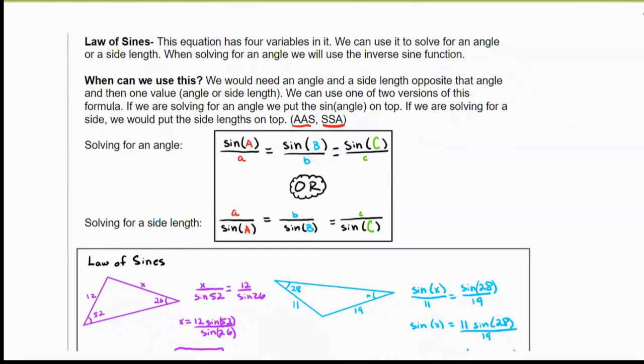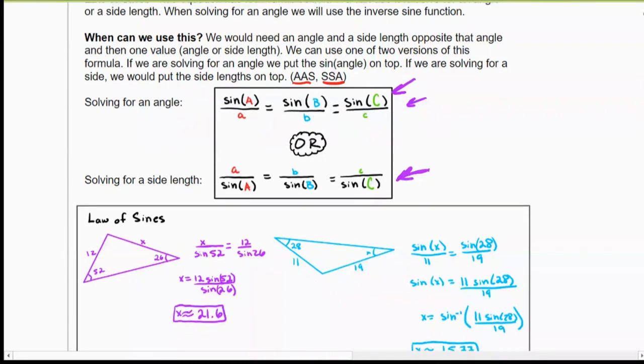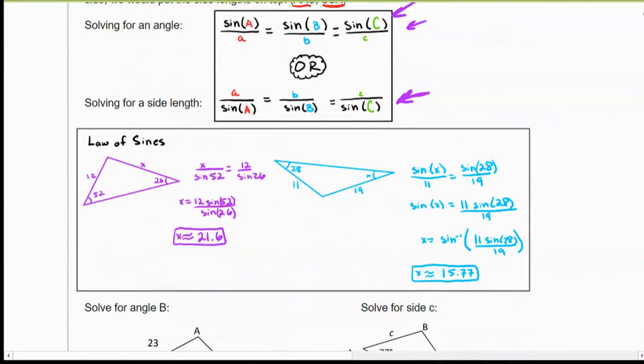But if we're specifically starting with an angle side or side angle, then we can immediately hop into the law of sines. So there's two different formulas. The one on the top, again, they're just kind of flipped around. It's just smart to use one or the other based off of what you're solving for. If you're solving for an angle, you want the angles in the top, versus when you're solving for a side length, you want the side length in the top. So you don't have to deal with a variable having to switch around.